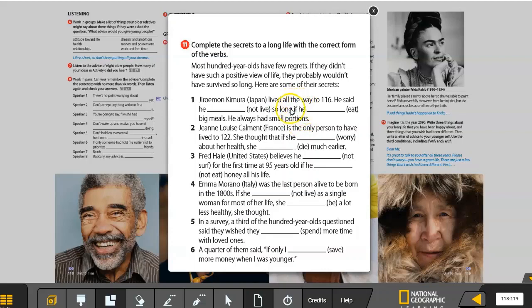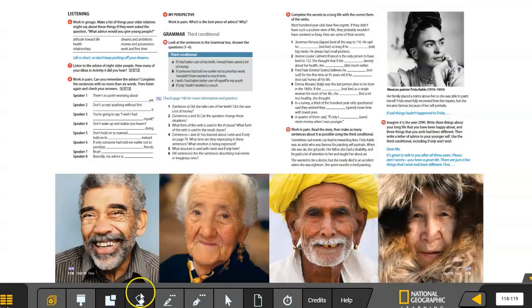In this case, remember the formula. The if clause goes with what structure? That's right, past perfect: had plus verb in past participle. On the other side, we always use would have or wouldn't have, depending on what you want to say, and the verb in past participle. Let's do it as an example.